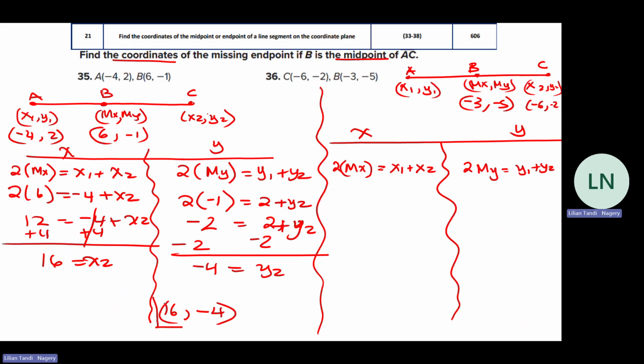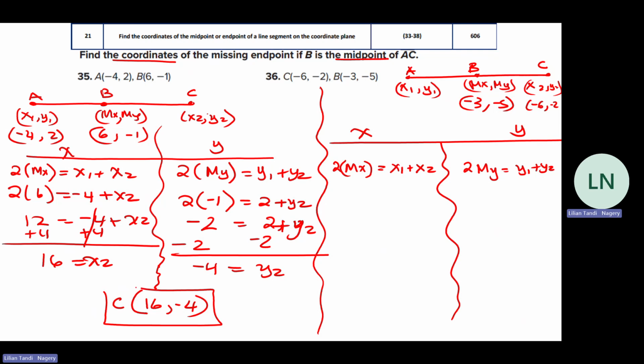And we box. No. Wait. Okay. We can bring it here. What are we looking for? C. C parentheses 16, comma, -4. And we box our answer. Okay, this is your X, this is your Y. Okay. All right.